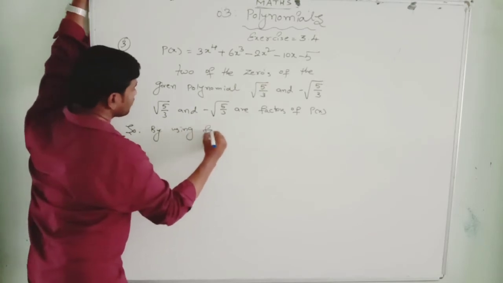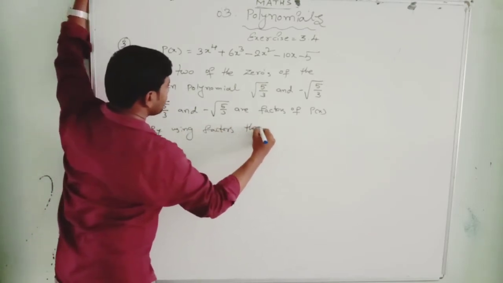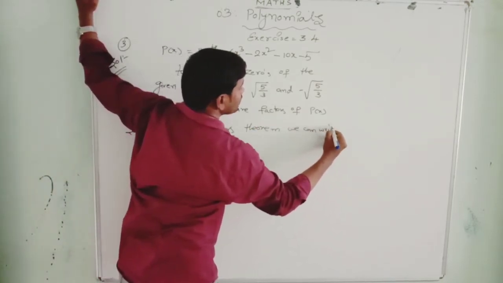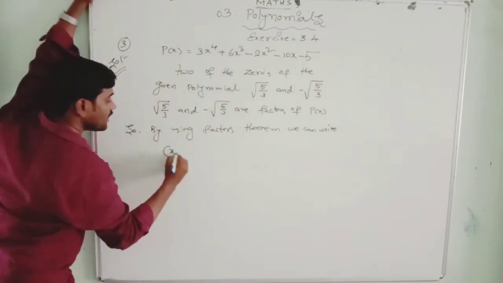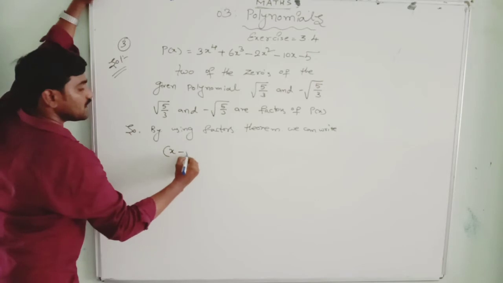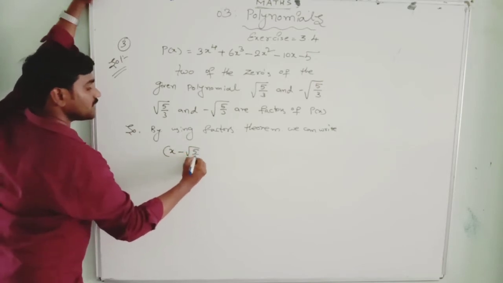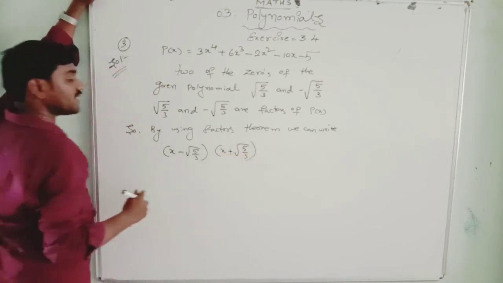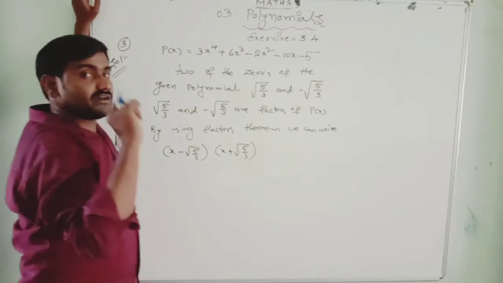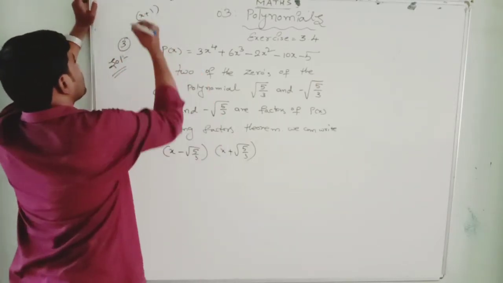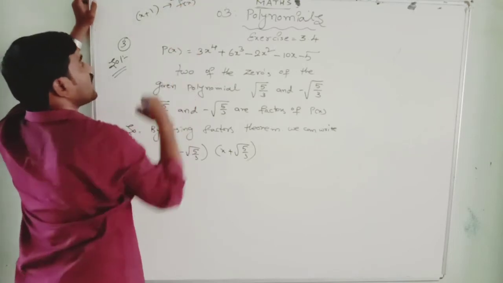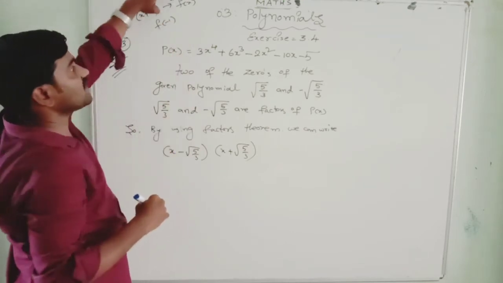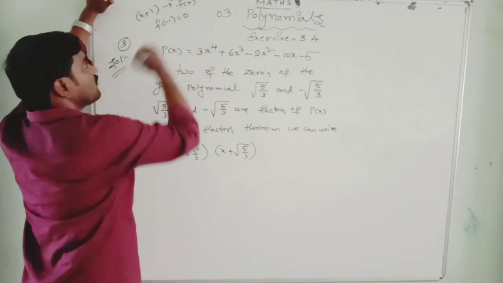So we can write by using factors theorem that here x minus under root of 5 by root 3, here x plus under root of 5 by root 3. How did I write this? We have learned the factors theorem: if x plus 1 is a factor of p of x or f of x, then by using factors theorem, f of minus 1 equal to 0 we have written.